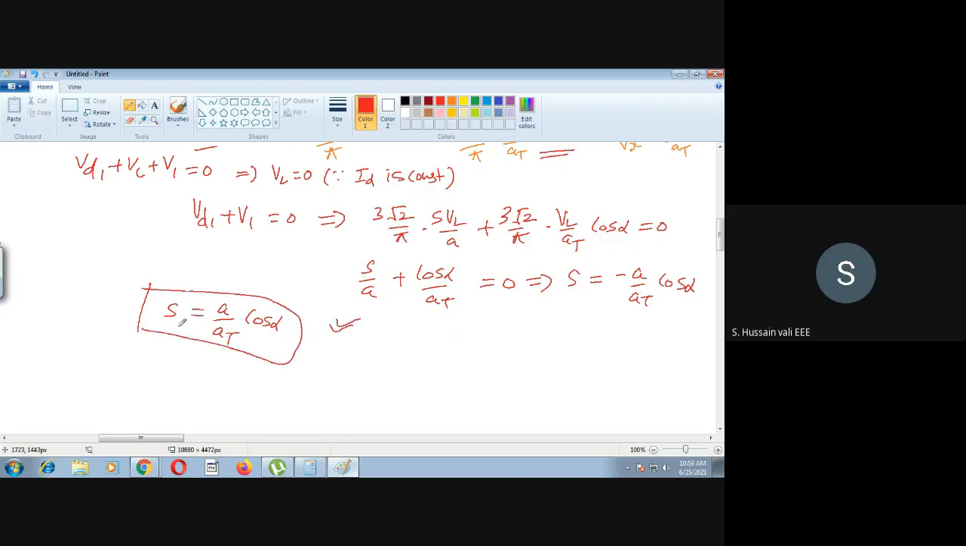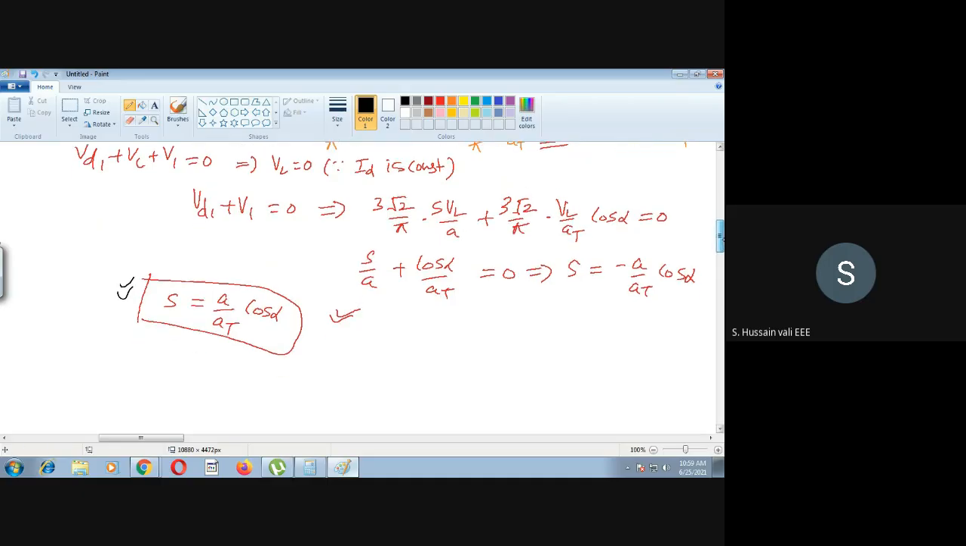What is S here? S is the slip. Alpha is the firing angle of the inverter bridge. Whereas A is the turns ratio between stator and rotor of the induction motor, and AT is the turns ratio of the transformer. Okay, this we got here. Once we have this, we will use this equation somewhere else. But before we use this further, we'll do one more thing.